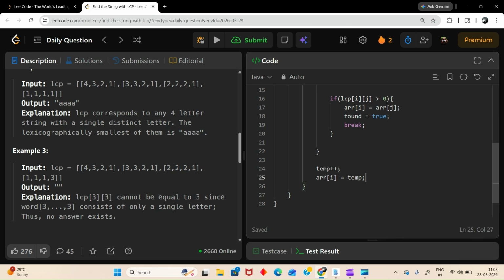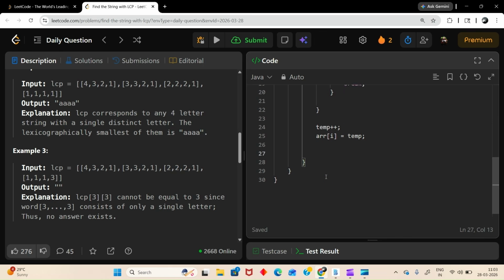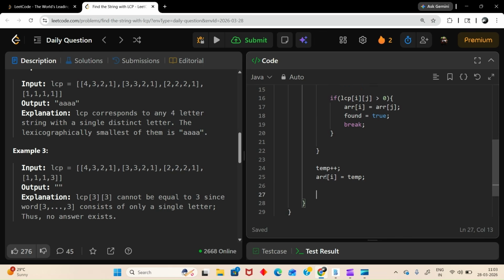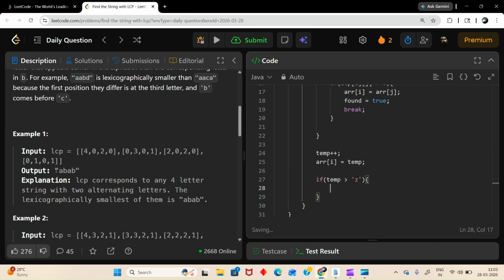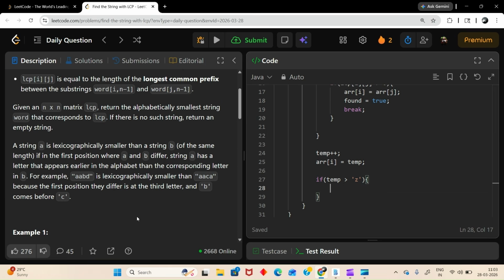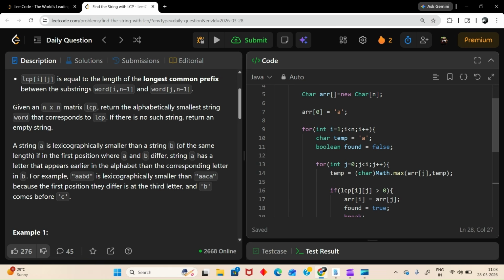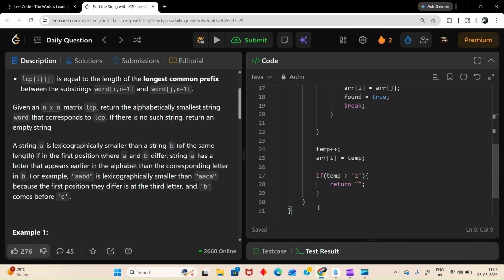Now if my temp is greater than z, that means we have only 26 characters, right? And we have to build using those. If it is greater than z, we'll return an empty string. That's it. So till this, we will get a word.